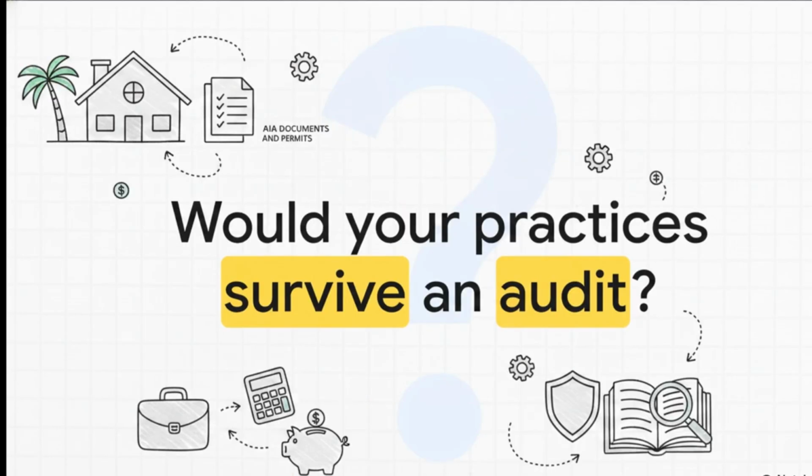So, we've walked through the binary traps of accounting, the strict rules of payroll taxes, the flow-down hierarchy of AIA documents, how to navigate those messy change orders, and the bedrock of procurement law. As we wrap up, I want to leave you with this provocative question. Would your current business practices survive a DBPR audit or a state exam right now?